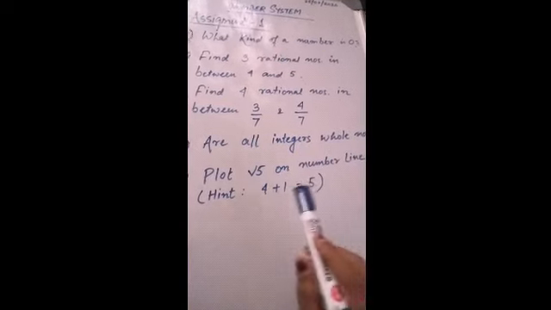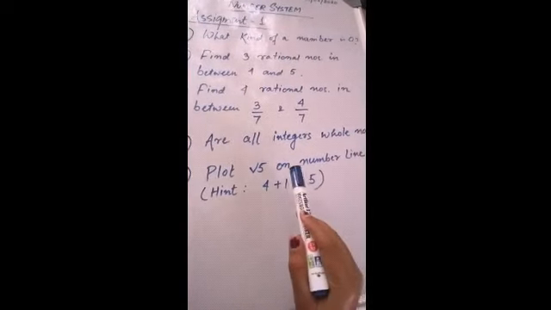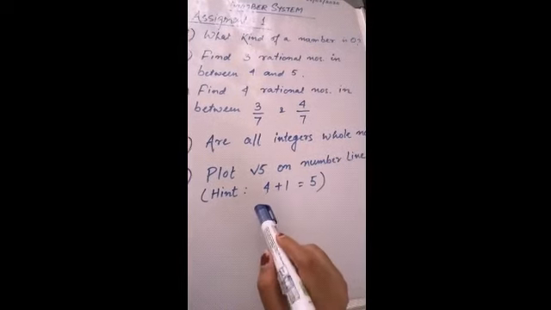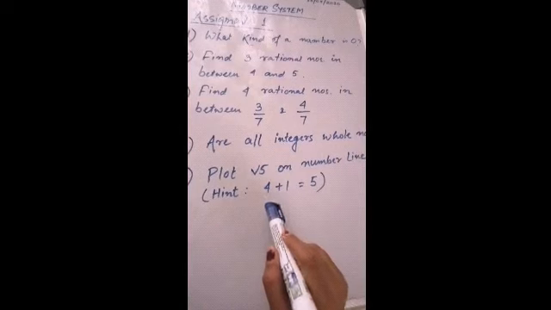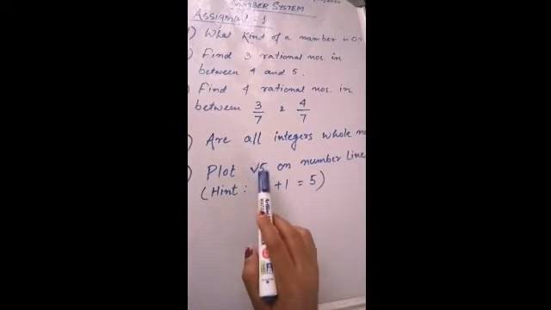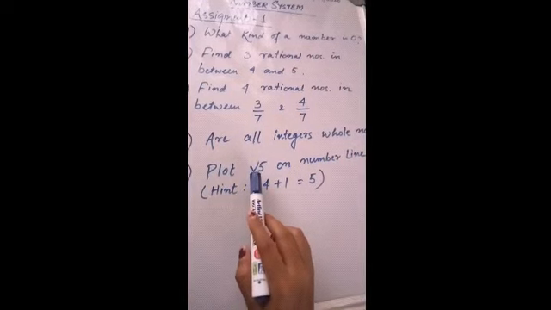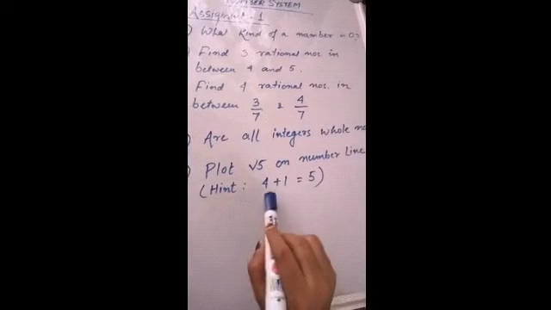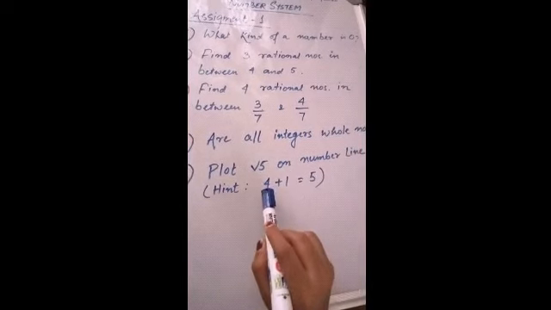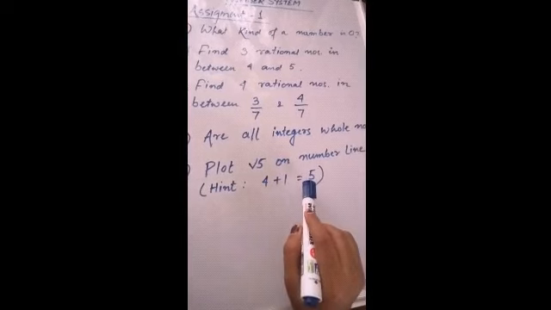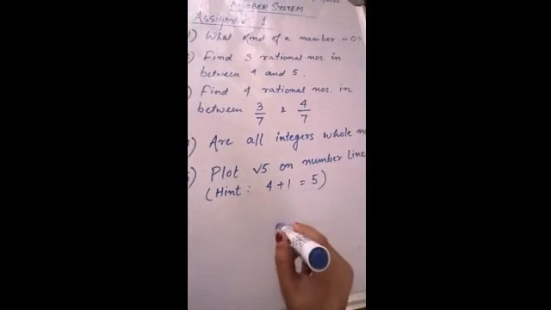And next is plot root 5 on the number line. You have already seen how to plot root 2, how to plot root 3. So I need you all to find out root 5 on the number line. And one hint I have given, 4 plus 1 is equal to 5. Now how 4 comes, how 1 comes, you all think about it and submit to me.